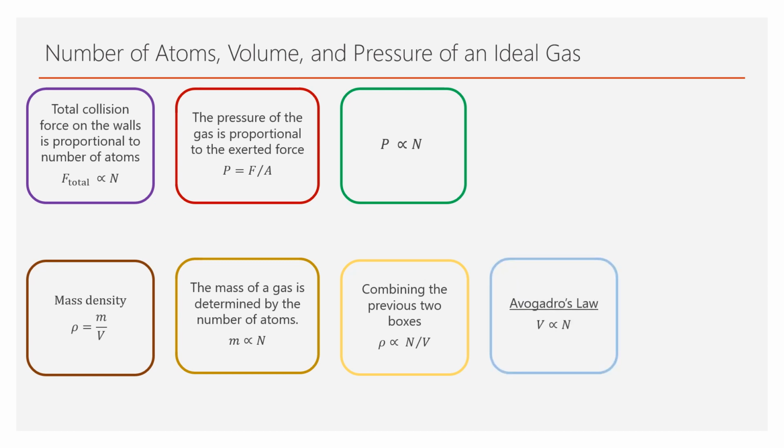And then from this we can get Avogadro's law, which is that if the pressure and the temperature of the gas are held constant, the volume will be proportional to the number of atoms in the gas. So if the number of atoms in the gas double while the pressure and the temperature are held constant, the volume must also double.